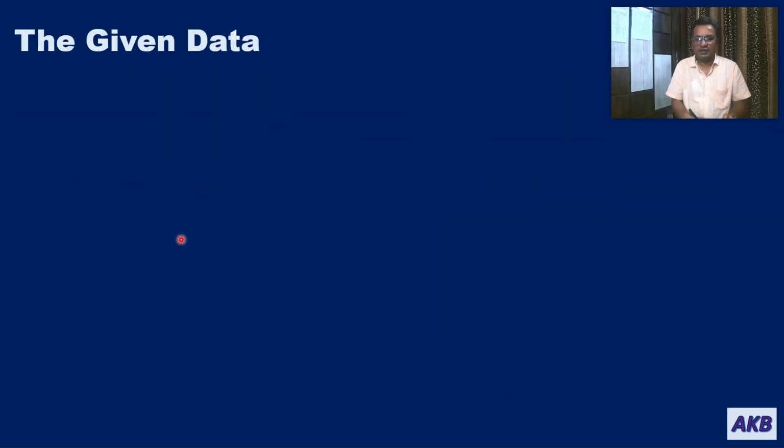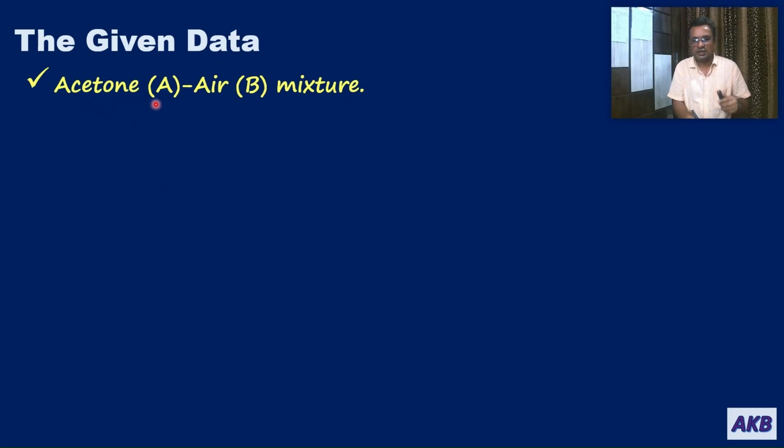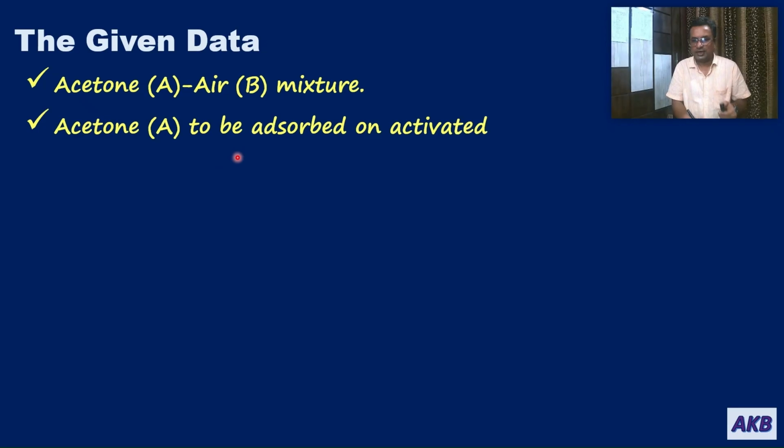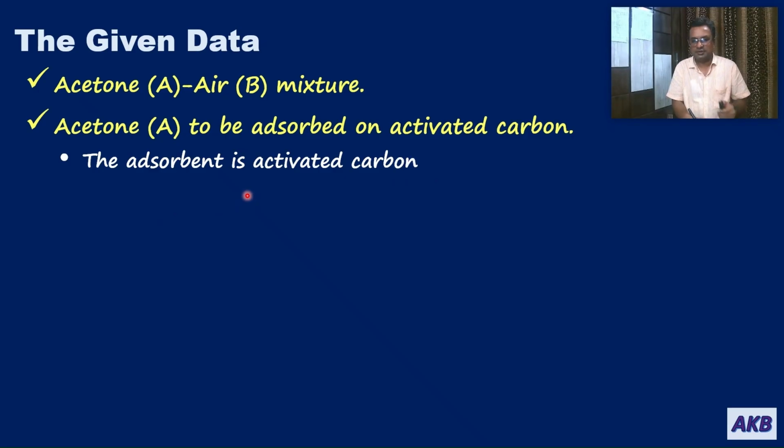So first of all, we will list what is given to us, the given data. We have a mixture of two components. Which are these two components? Acetone, I am going to denote that by A, and air, I am going to denote that by B. So it is acetone air mixture. Acetone is to be adsorbed on activated carbon. So the adsorbent used in this case is activated carbon. There is adsorption of only A, that is acetone. Adsorption of air, that is B, we are neglecting it.